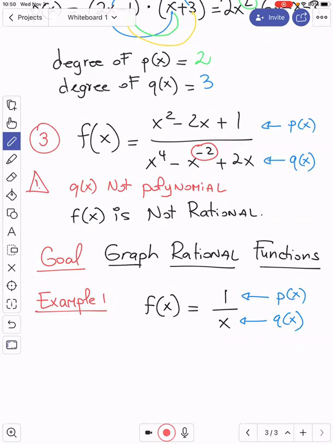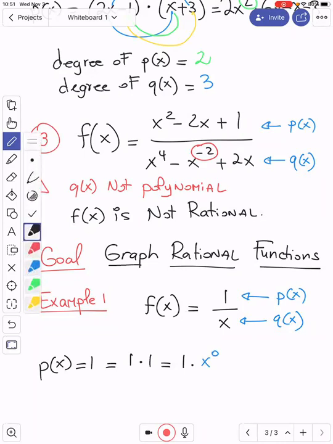Now, p of x, is it a polynomial? Yes. Remember, we said when you have a constant, that is like x to the power 0. So p of x is 1, but you can write 1 like 1 times x to the power 0. So then the degree of p, the highest power of x, is just 0.